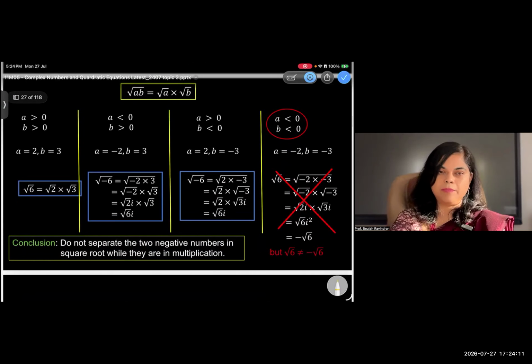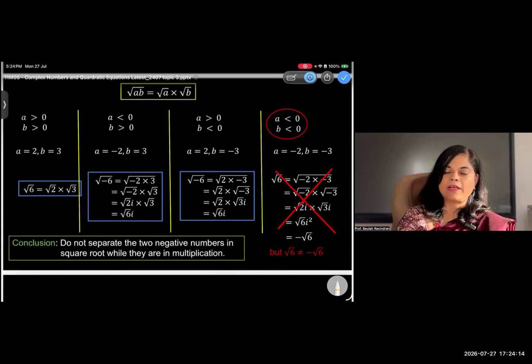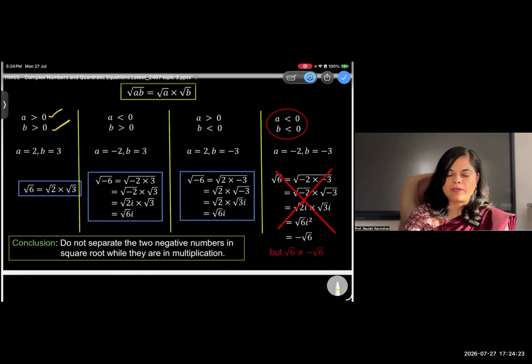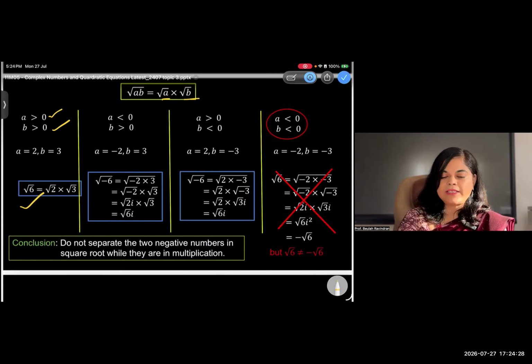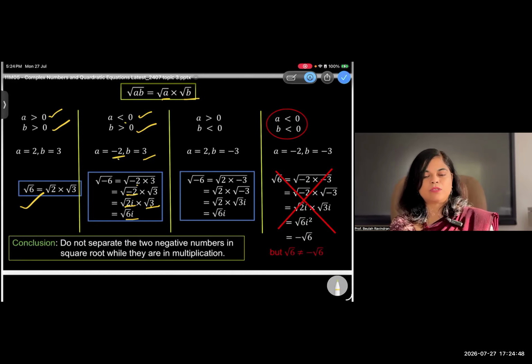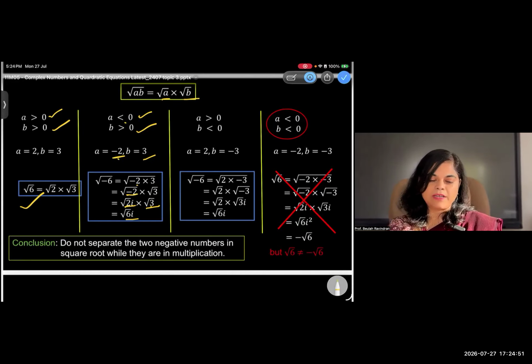If you are given root of ab, then what is that? Root a times root b. That is the meaning. For example, if a is greater than 0 and b is greater than 0, that means positive numbers, then you can write root 6 equal to root 2 into root 3. If a is less than 0 and b is greater than 0, that is minus 2 times 3, it will be root of minus 6, and minus 2 can be written as root 2 i, and then root 3. So root 2i times root 3 will be root 6 i. Root 6 times i. It can be written like this.